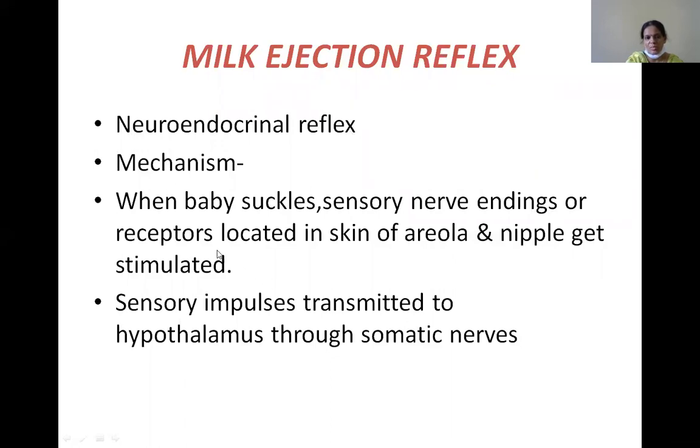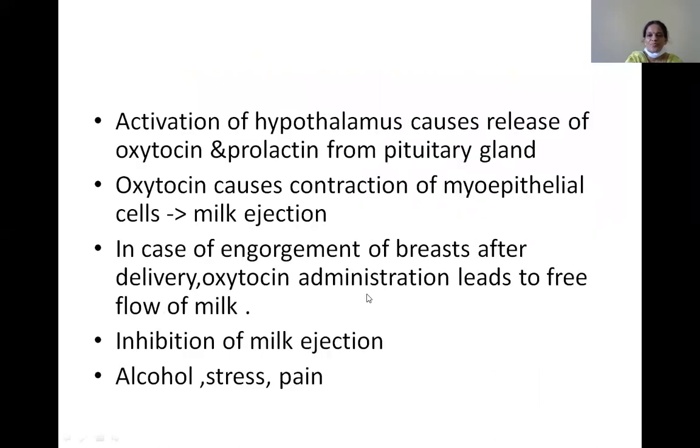So what is the mechanism? When the baby suckles, sensory nerve endings or the receptors located in the skin of the areola and the nipple get stimulated. Sensory impulses are transmitted to the hypothalamus through the somatic nerves. Activation of the hypothalamus causes release of oxytocin and prolactin from the pituitary gland. Oxytocin causes contraction of the myoepithelial cells, and that is how milk will be ejected. In cases of engorgement of the breast after delivery, oxytocin administration leads to free flow of milk.